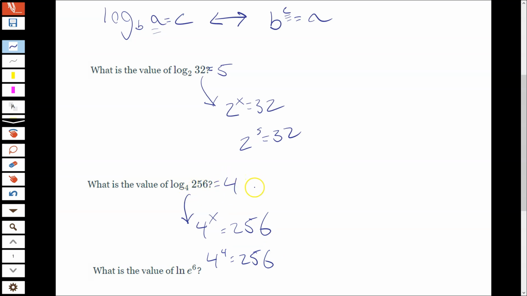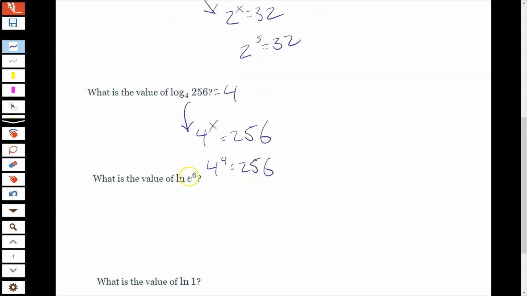Okay. Now we have a weird one. So ln e to the 6. And you're like, this doesn't even say log, right? So ln is the natural log. What this means, we could rewrite this as log base e of e to the 6th. So this is asking what power of e gives you e to the 6th. And if you think that's kind of a dumb question, you might be right.